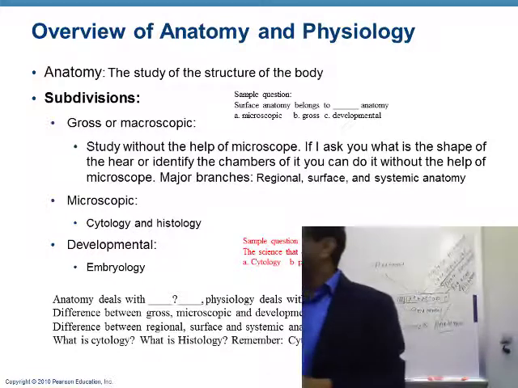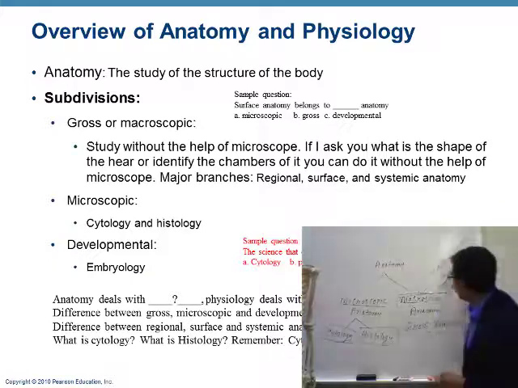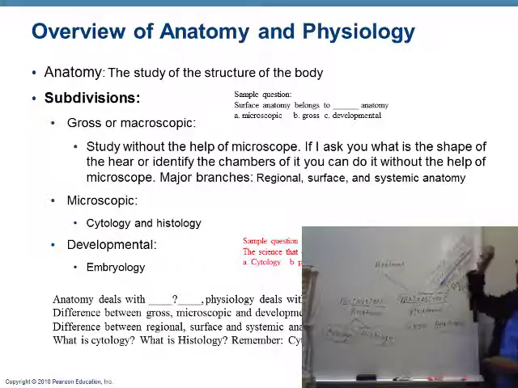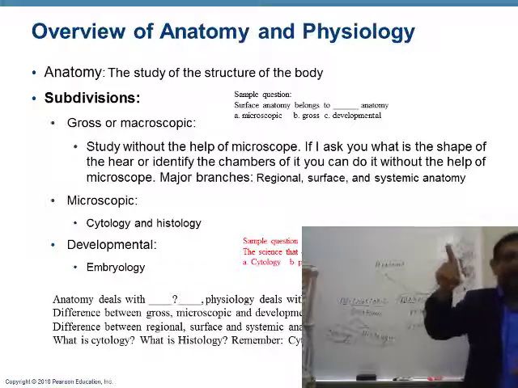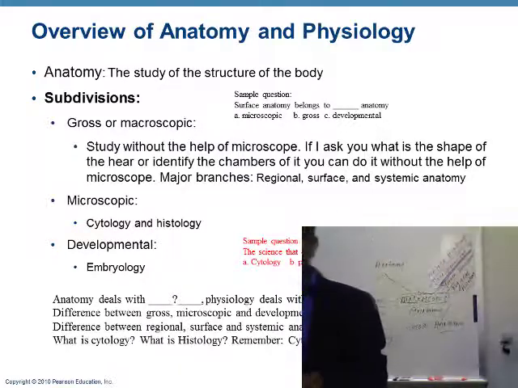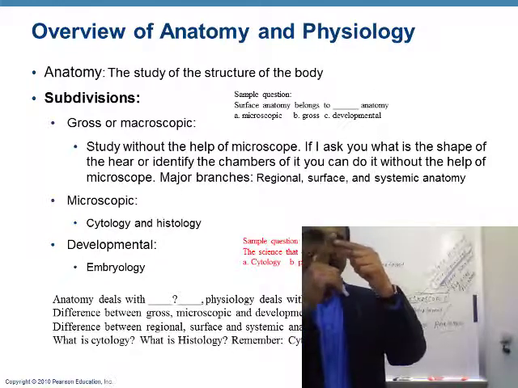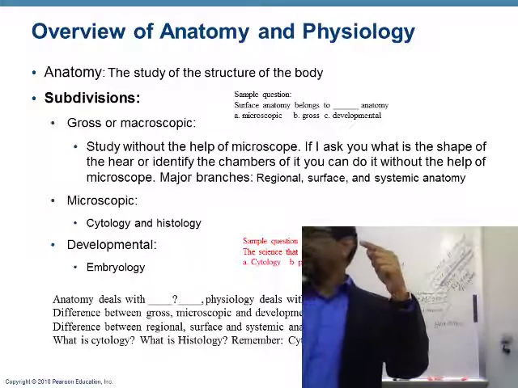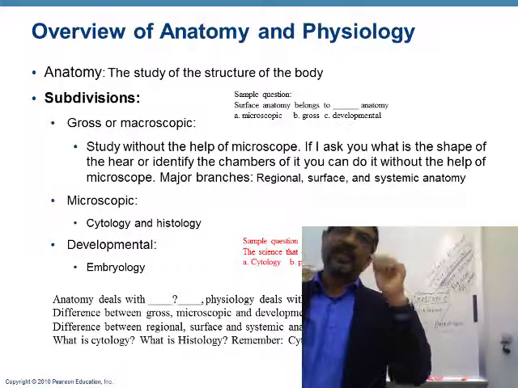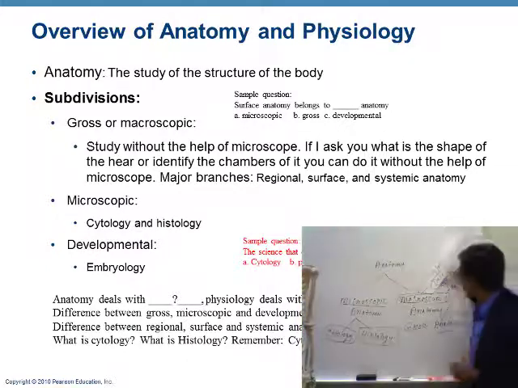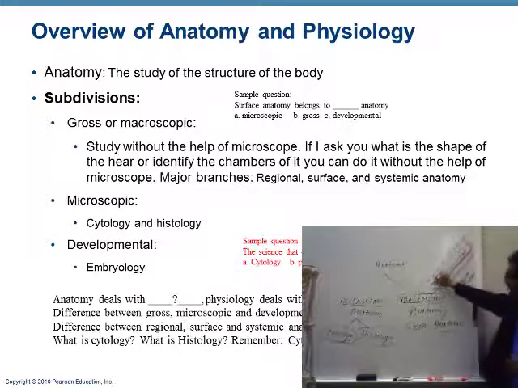So embryology is a very important part of developmental anatomy. The first 8 weeks of life is considered as embryo. So after fertilization, if you start to count from there, day 1, then the first 8 weeks, that period is embryology, which is a very important part of developmental anatomy.